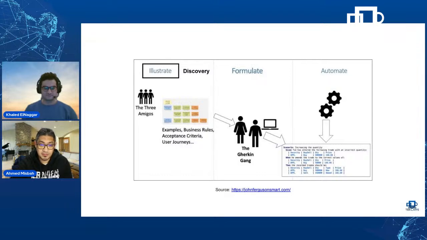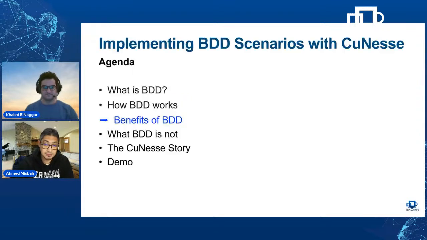Then they move to the formulate phase, and this is what John Smart calls the Gherkin gang. This Gherkin gang turns the examples into executable specs, and then we move to the automation. We turn the executable specs into automated tests, and from the tests we drive the production code and we deliver production code to our end users, of course in an incremental and iterative manner.